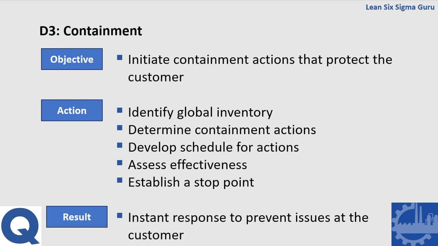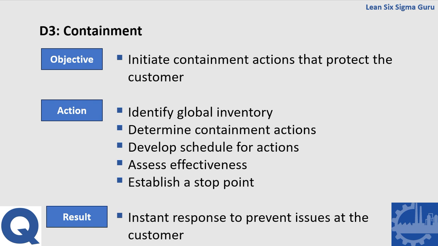The action is to identify the global inventory. Where is the potential problem in the global inventory? At the customer's warehouse, our own site, our own warehouse, our stuff in process, the things that the supplier, the sub-supplier, the material supplier have. We determine those corrective actions, those containment actions. We develop a schedule for those actions. We assess the effectiveness by defining what the effectiveness measures are going to be up front and ahead of time.